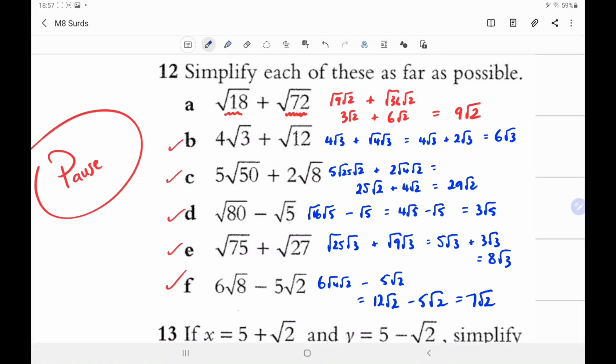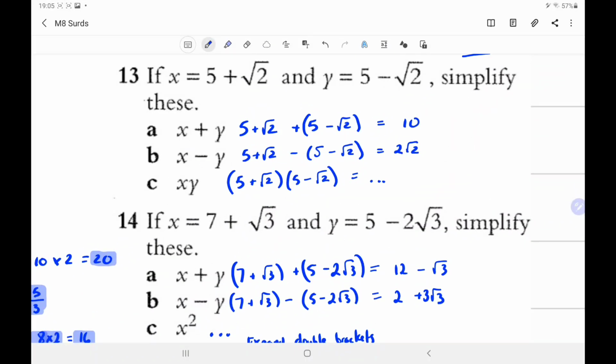So the answer is question 12, where you're adding and subtracting then. So part B, 4 root 3 plus root 12, simplifies to give us 4 root 3 plus 2 root 3. So the answer is 6 root 3. Part C, you should get 25 root 2 plus 4 root 2 to give us 29 root 2 as the answer. D, check the working I have here, and you should get 3 root 5. E, there's the working out, and the final answer is 8 root 3. And the F, check out the working out and see if you got 7 root 2.